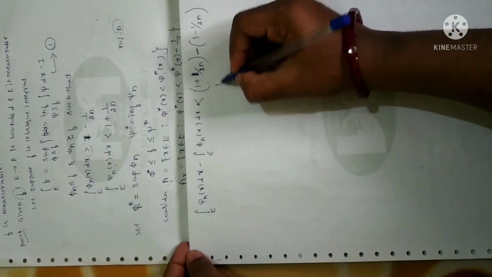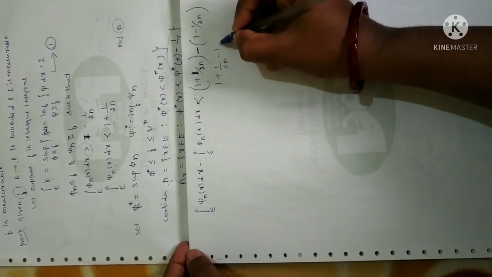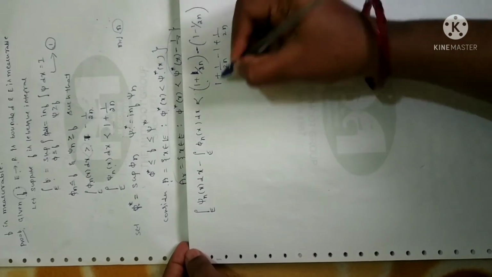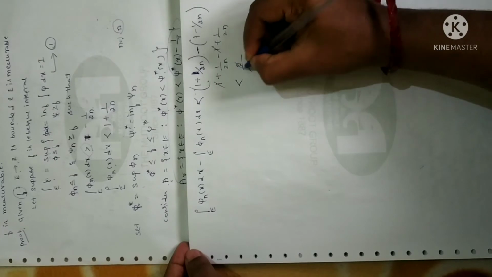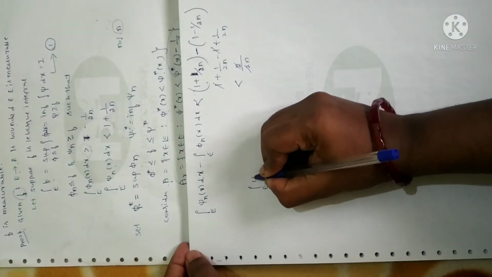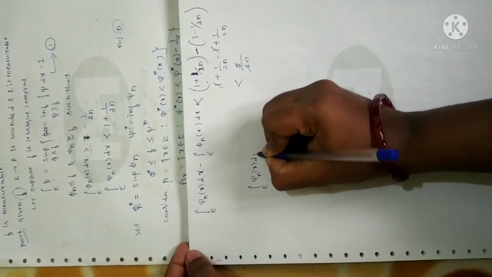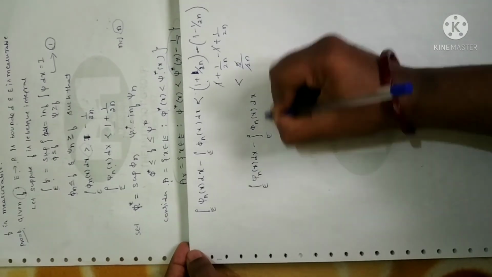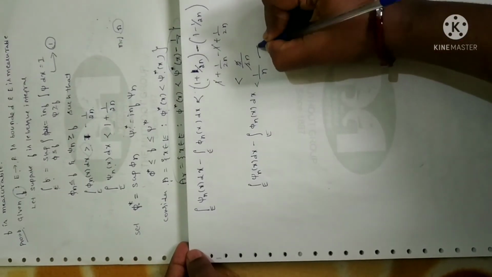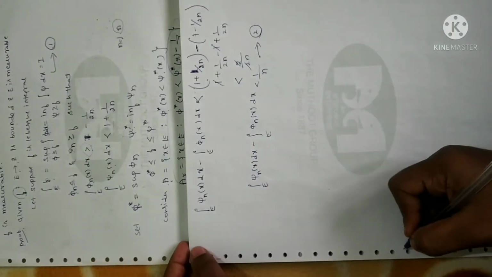If you take the difference, you get 1 plus 1 by 2n minus 1 plus 1 by 2n. So the plus 1 and minus 1 get cancelled. It will be 2 divided by 2n. In the sense, whenever you take the difference of psi n of x with pi n of x, the difference is always less than 1 by n. So let me take this as equation 2.